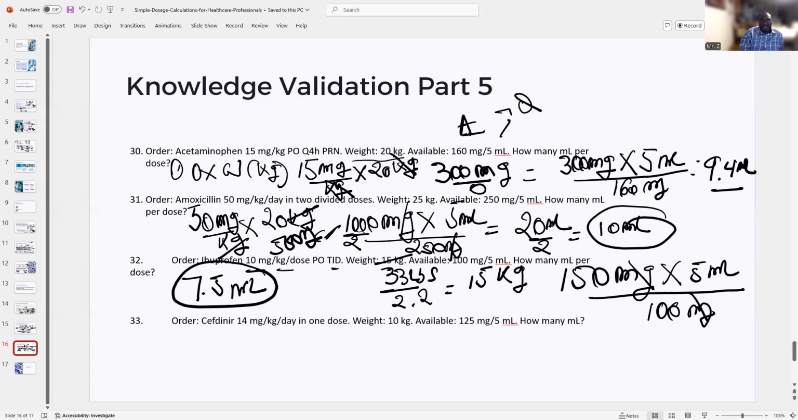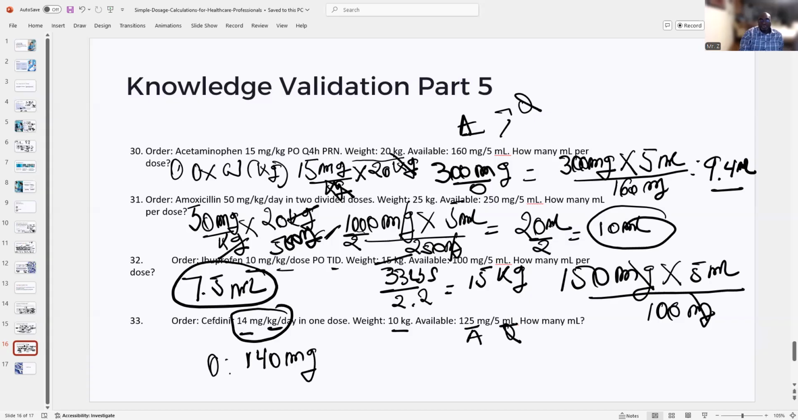Number 33, you got 14 milligram per kilogram per day in one dose. Now I got 10 kilogram, I got available, I got my order. That is your available, that is your quantity. This right here is your order based on the body weight. You gotta multiply by 10 kilogram, and your new order will become 140 milligram.